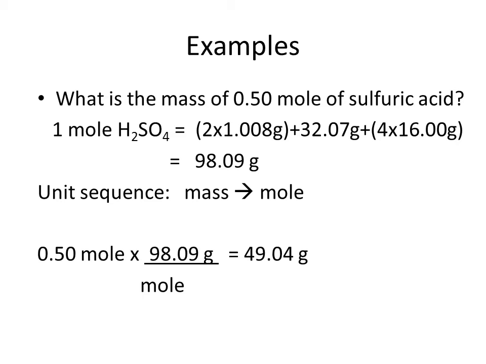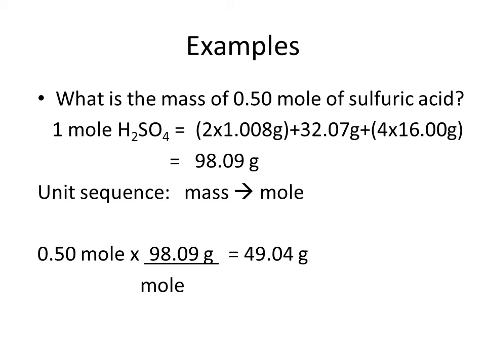So now I know I need to figure out, since I'm going to determine mass, what is my molar mass. To determine the mass of 1 mole of sulfuric acid, I'm going to take 2 times the molar mass of hydrogen, 1 times the molar mass of sulfur, and 4 times the molar mass of oxygen. If I sum that together, I get that 1 mole of sulfuric acid is equal to 98.09 grams.